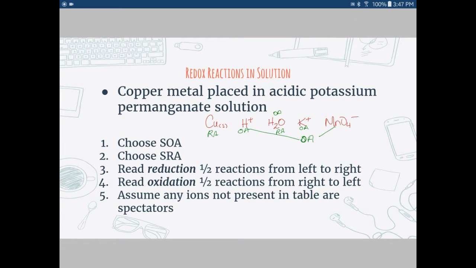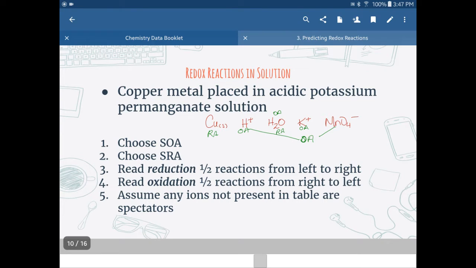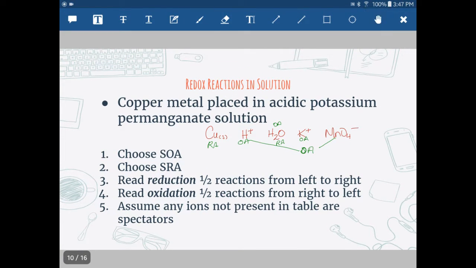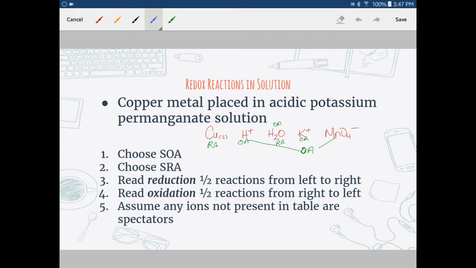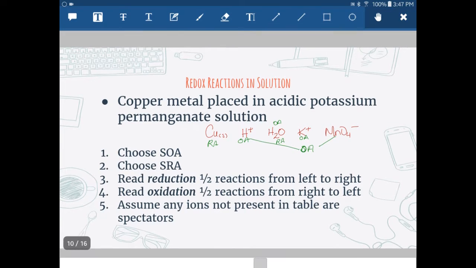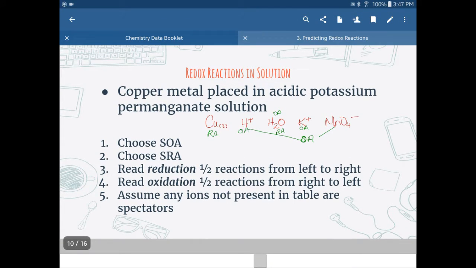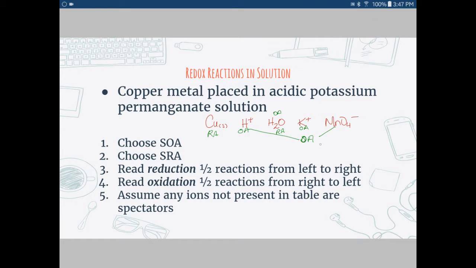Okay, so the next goal is, once we've listed these and identified these as either a reducing agent or an oxidizing agent, I can continue on with steps 1 and 2 here. I choose my strongest oxidizing agent and my strongest reducing agent. Now, the way that I do that, again, is to look at my data booklet and to see where relatively these entities exist on our table. Essentially what I'm looking for is my oxidizing agent to be closest to the top left-hand corner and my reducing agent to be closest to the bottom right-hand corner.